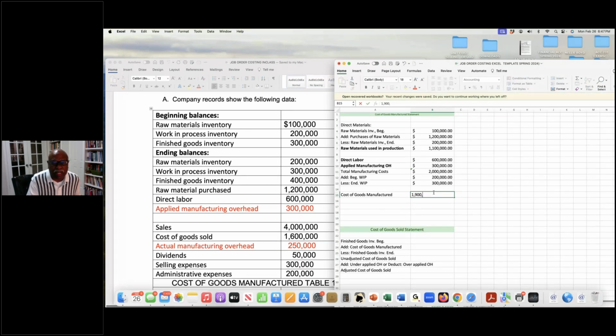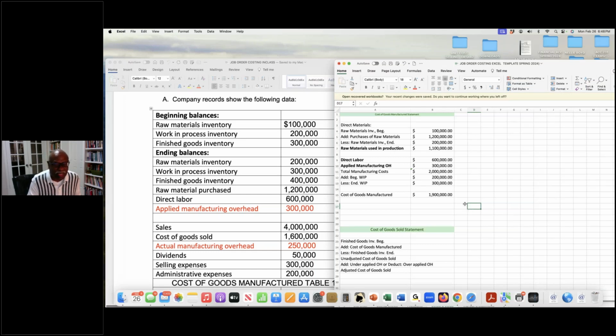Now, a lot of times we don't have the beginning raw materials, but we'll have the ending always. So we might not have the beginning, but if you had a beginning, you add it, then you subtract out the ending to get the raw materials used. We pull in the labor, we pull in the applied manufacturing overhead to get our total manufacturing cost. Then we add the beginning work in process we had, we subtract the ending, and we get cost of goods manufactured. Hopefully that is not so hard to do.